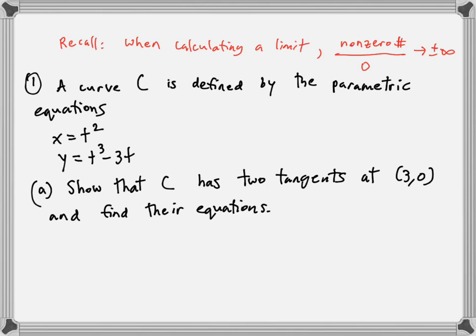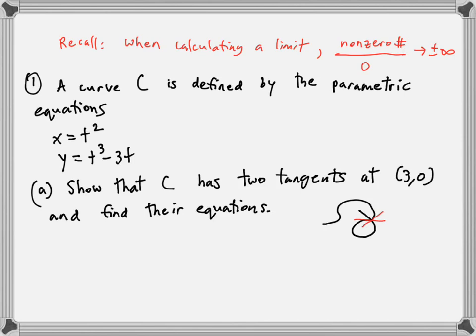So first we're going to show that C has two tangents at (3, 0), and we're going to find their equations. This is already kind of weird. How can something have two tangent lines at the same point? Well, the idea is that the curve must loop on itself, right? Whatever it's doing, at some point it's got to cross itself, because it's going to have two different tangent lines there.